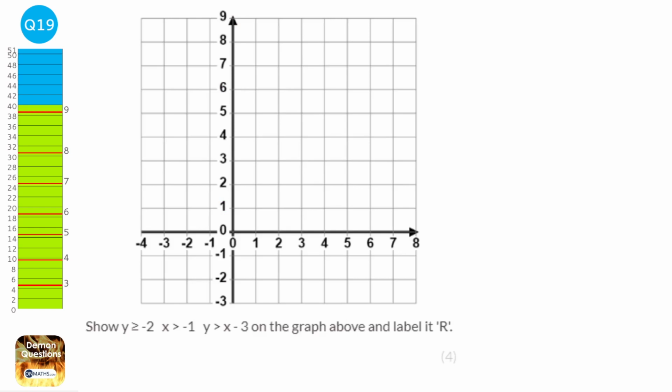We're going to start by just drawing the line y equals minus 2. So the line y equals minus 2 will be a horizontal line at minus 2, which will be down here. Next, we're going to do the line x equals minus 1, and that will be a vertical line at minus 1. Now, here's a bit of a problem. We've got no equal to underneath it, and whenever we don't have an equal to, we do a dash line. So we're going to do a dash line here.